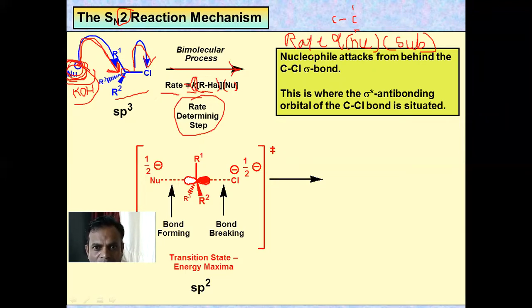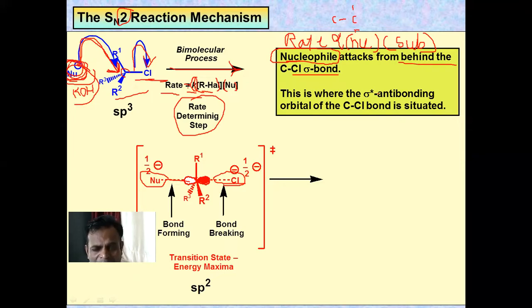So one thing you can remember: attack of a nucleophile from behind the carbon-chlorine sigma bond. Here you can see the chlorine group leaves and the nucleophile attacks from the back side. So this is a transition state, a crowded transition state. As soon as this transition state is formed, bond formation takes place between carbon and nucleophile, and at the same time bond breaking takes place between carbon and chlorine.